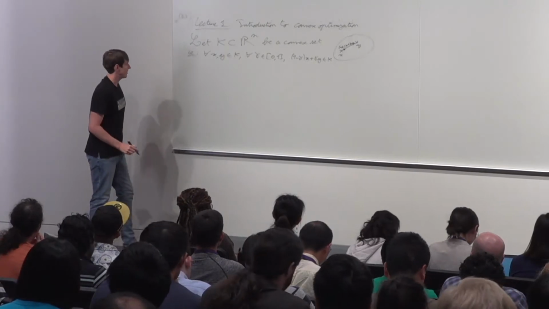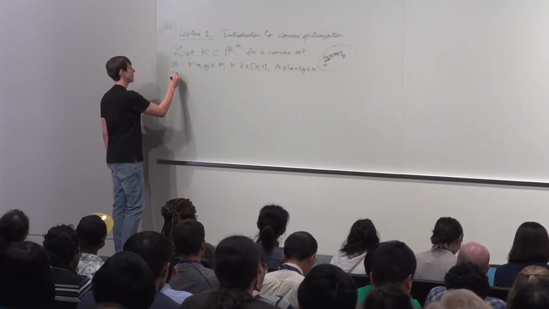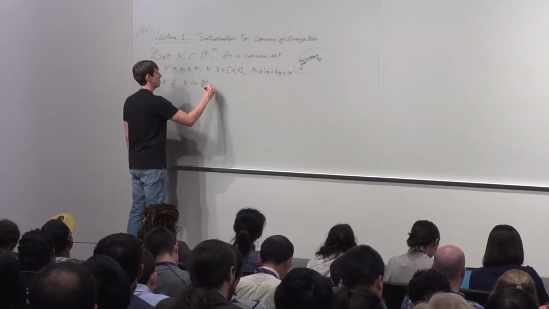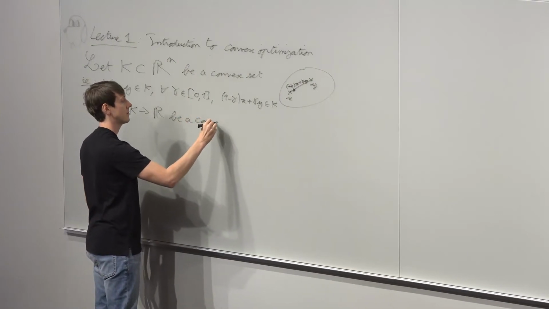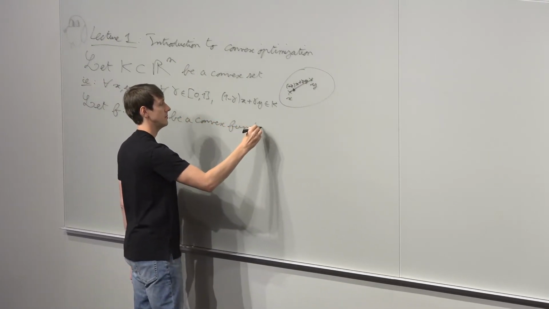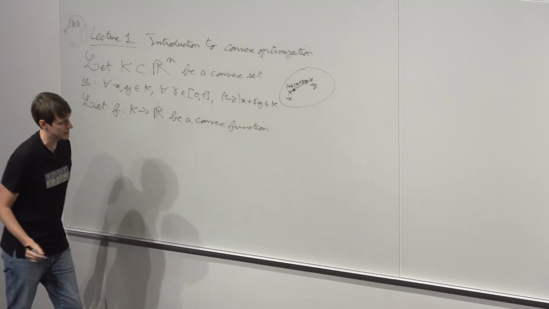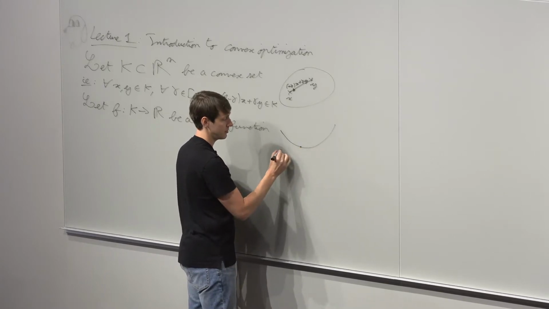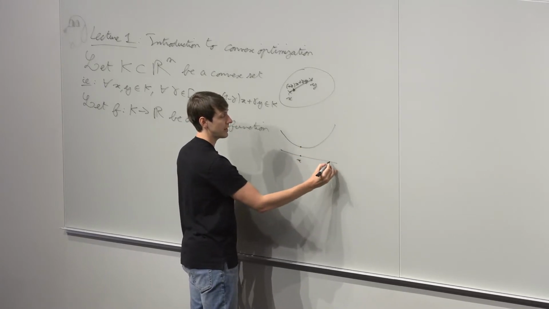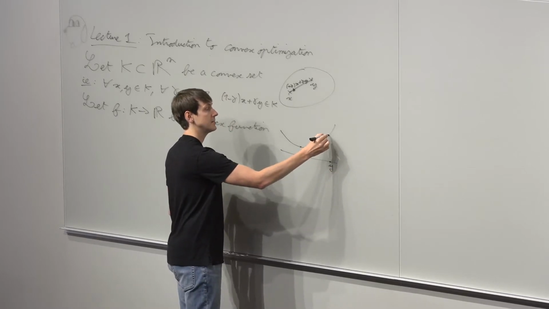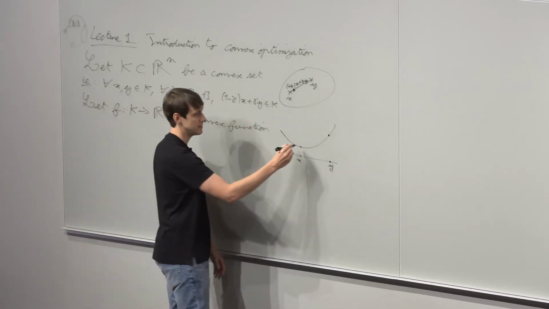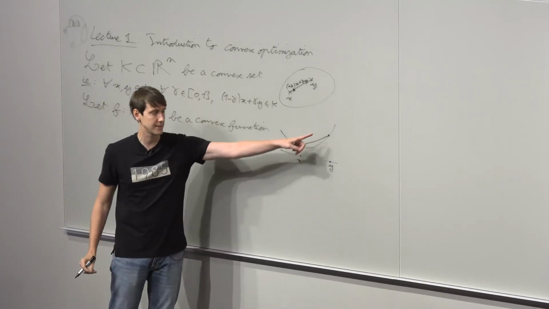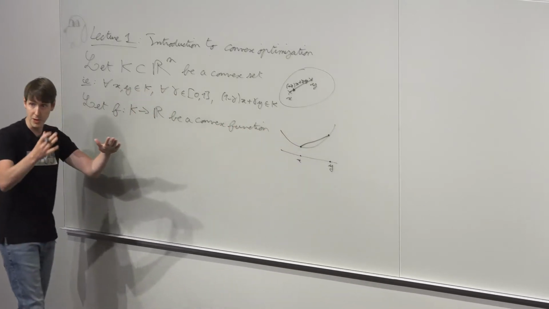The background is this convex set, but there will also be a convex function. So let f from K to R be a convex function. So what is a convex function? It's a function such that if I take any 2 points x and y in the background set, then the function is below its chord. This is the chord, a linear function that interpolates between the value at x and the value at y, and the convex function is always below this chord.